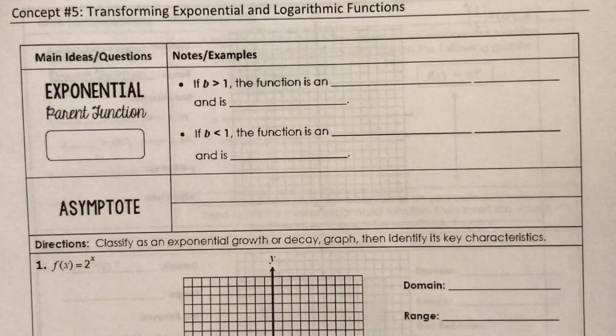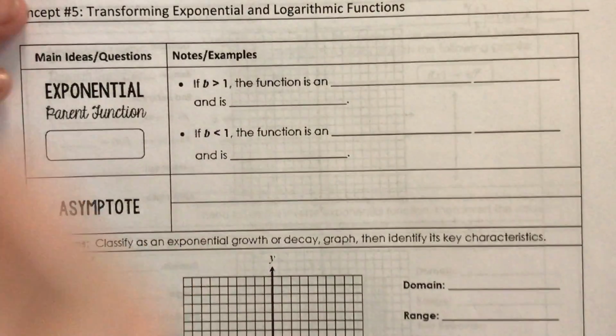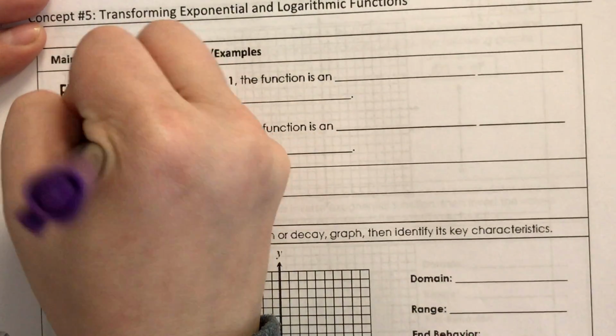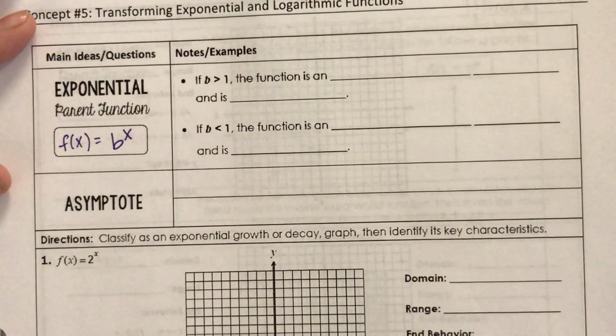Concept 5 is all about graphing exponential and logarithmic equations. We'll do more of the transforming in class. Right now I just want you to get used to graphing them, okay? So the exponential parent function is f of x equals b to the x power, okay?